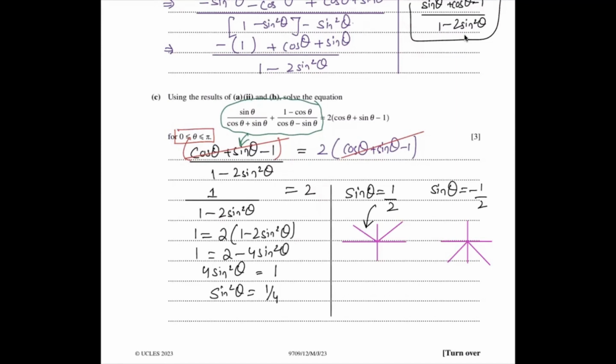Now, if we solve this equation, to find the basic angle is just going to be sine inverse of 1 upon 2. So sine inverse of 1 upon 2 is going to be pi by 6. If this angle is pi by 6, then the other angle is going to be pi minus pi by 6, which is 5 pi upon 6.